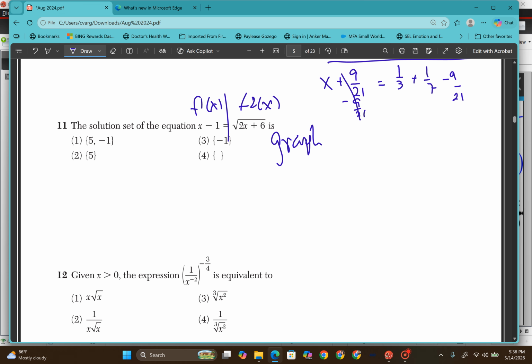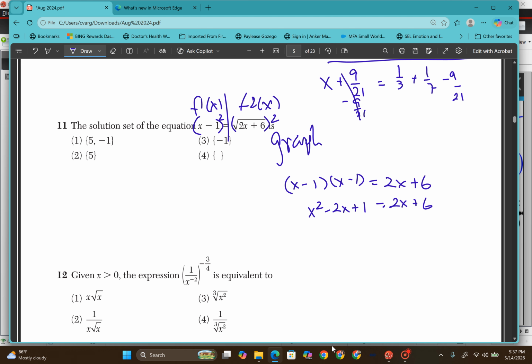So for this one, if you're doing it algebraically, you square both sides. So you get 2x plus 6 and then x minus 1 times x minus 1. So you have to do FOIL here. So you get x squared minus 2x plus 1 equals 2x plus 6.